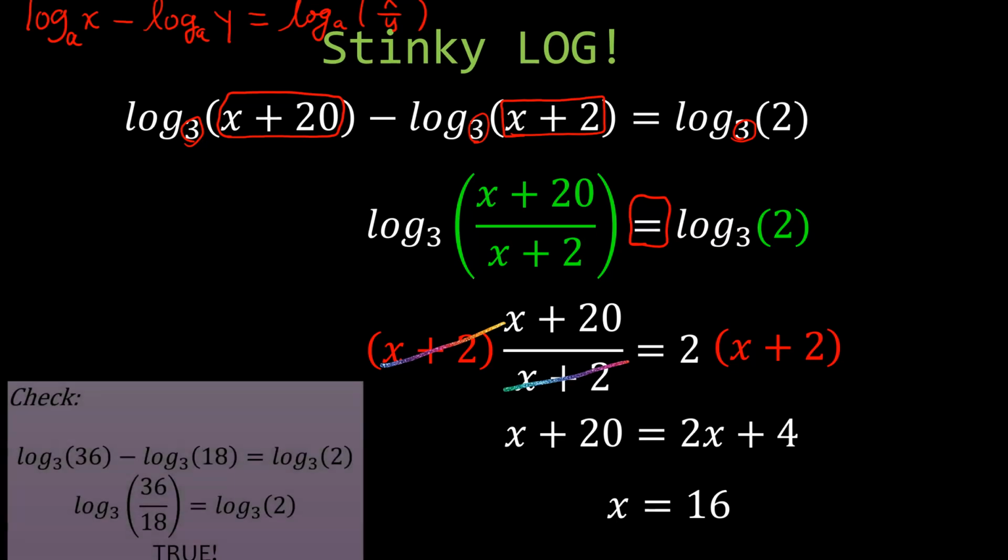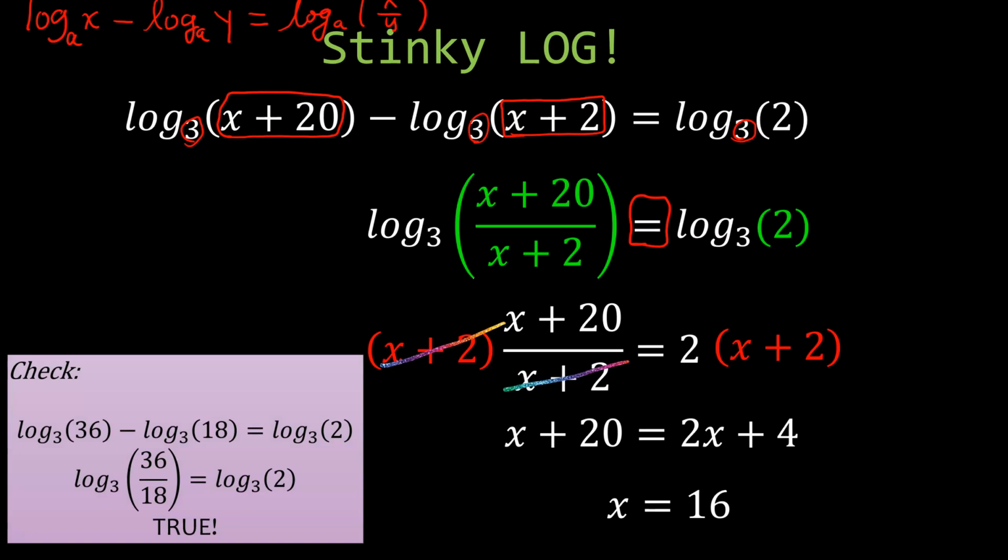And don't forget, we got to go and check our answer. So when we plug in 16 to here, we will have log base 3 of 36. And when we put 16 to here, 16 plus 2 is 18. Again, property of log said I will go ahead and divide the input when I condense a subtraction of 2 logs. So 36 divided by 18 is 2. So that is correct. Therefore, x equals 16 is our solution.